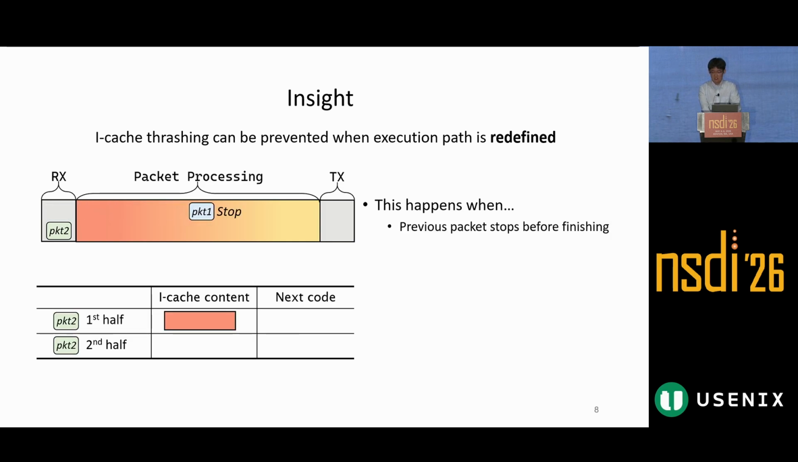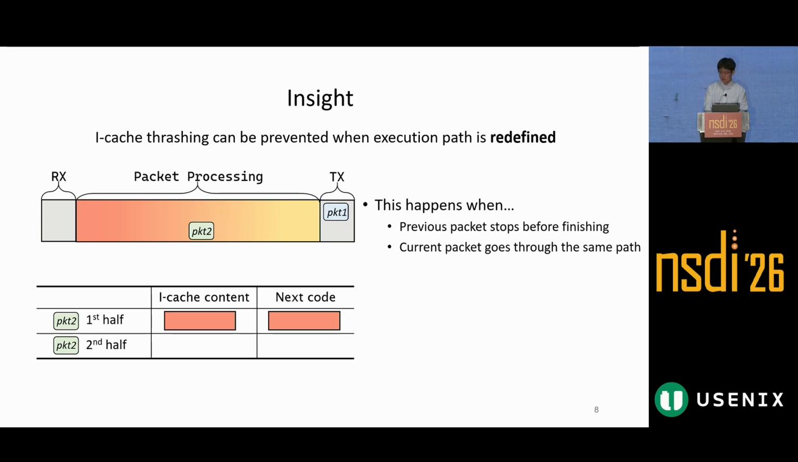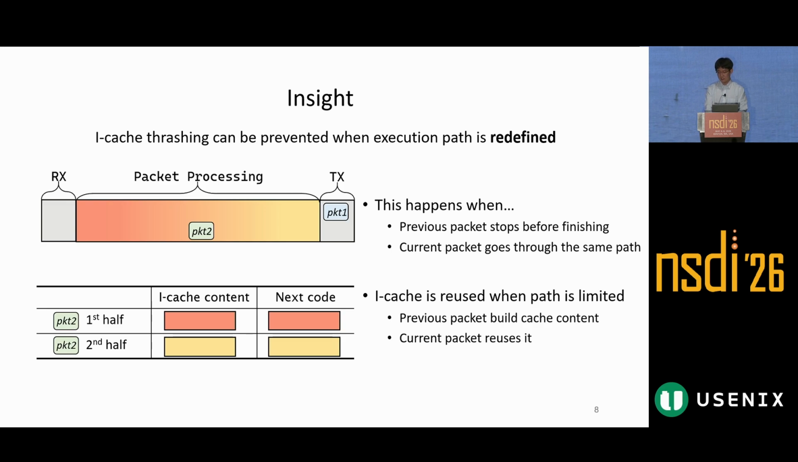This is achieved when the previous packet stops processing before finishing. At this moment, the iCache is loaded with instructions that the following packet can reuse. The same effect applies when the stopped packet resumes its processing. At this moment, the remaining instructions can still fit into the iCache so that the following packets can hit the cache.